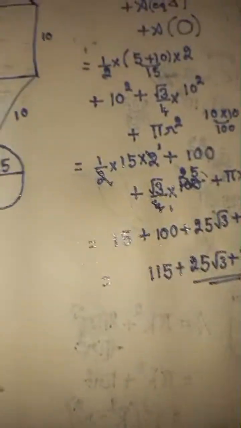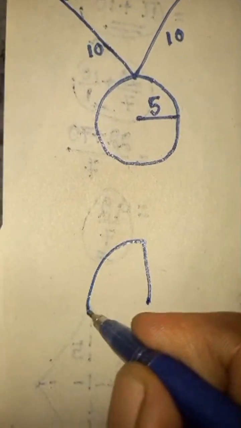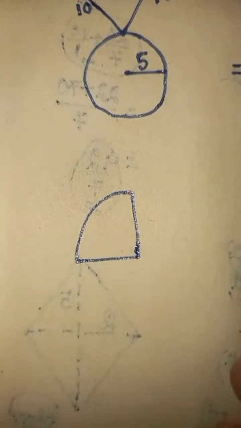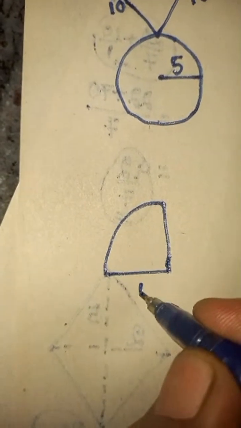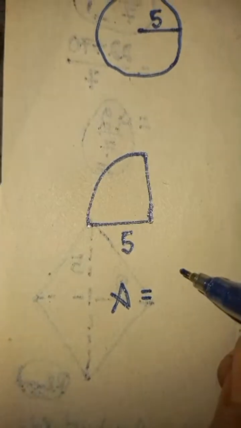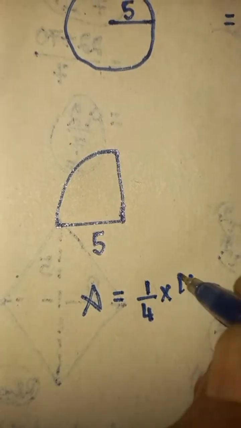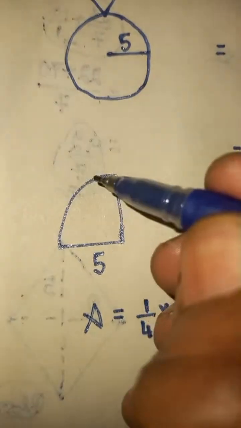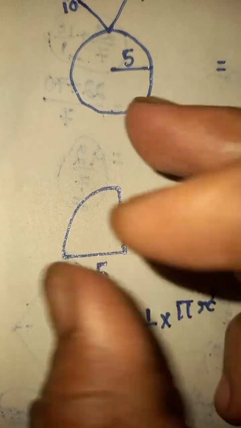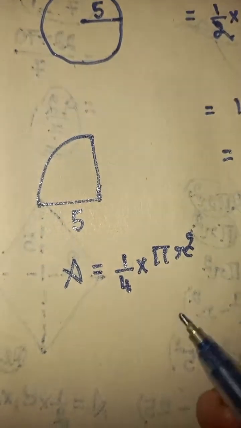Let's take another shape. Here they are giving a quarter of a circle. This quarter of a circle, nice shape, but here also the radius is 5 units. When you find the area of the quarter of a circle, you need to take 1 by 4 times pi r squared. When the complete circle is pi r squared, then a quarter of the circle, the 1/4 part, is 1/4 of pi r squared.